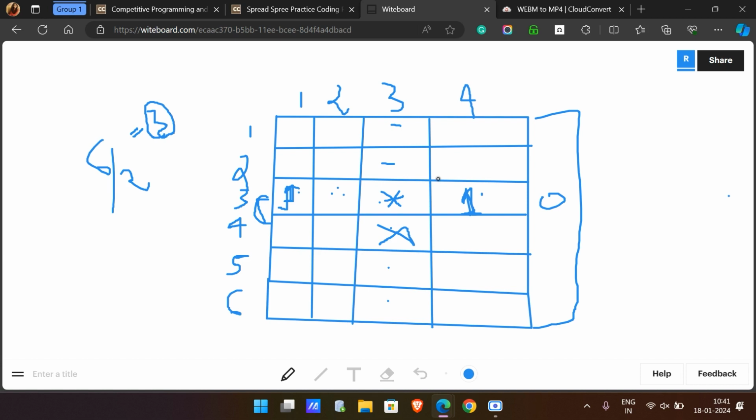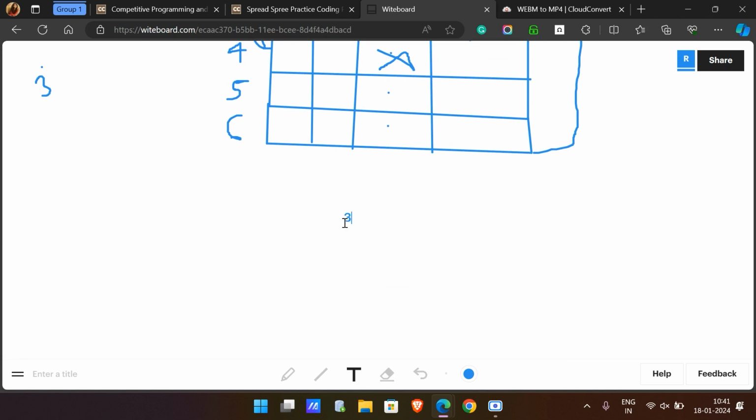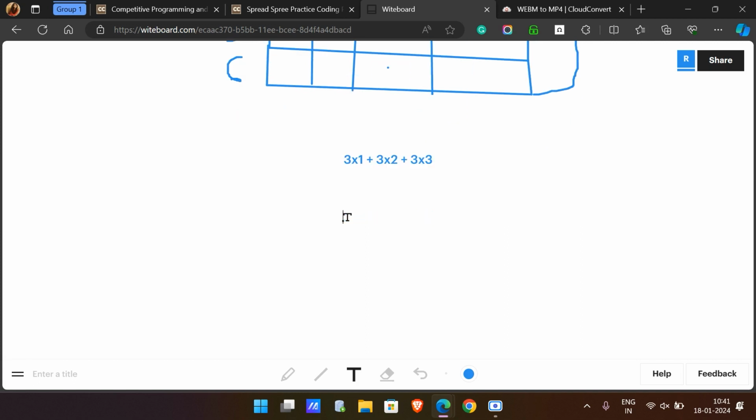And now we know the sum of the first n natural numbers is n into n plus 1 by 2. Using that, we could calculate the summation of this. Let's say the row is 3. So 3 into 1, then plus 3 into 2, plus 3 into 3. I could write it by taking 3 as common, that is the row number, and then 1 plus 2 plus 3. So this is the sum of n natural numbers only.